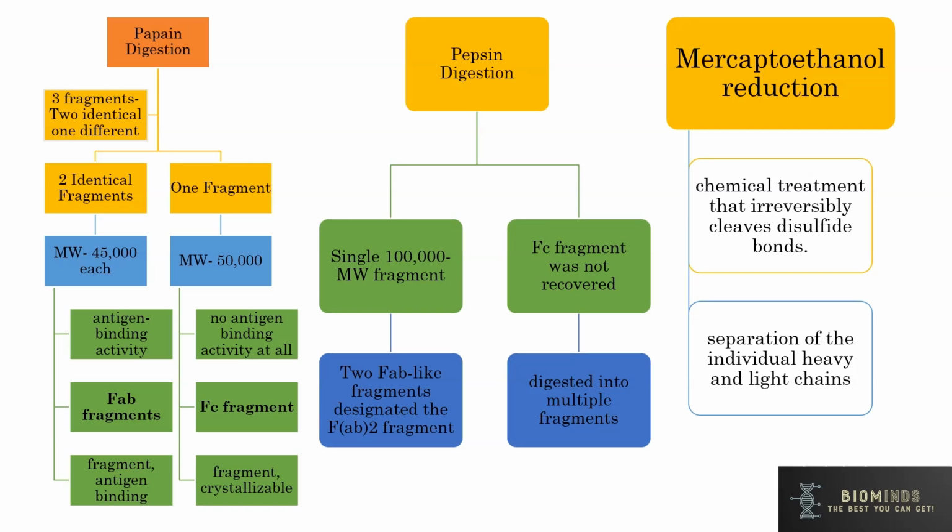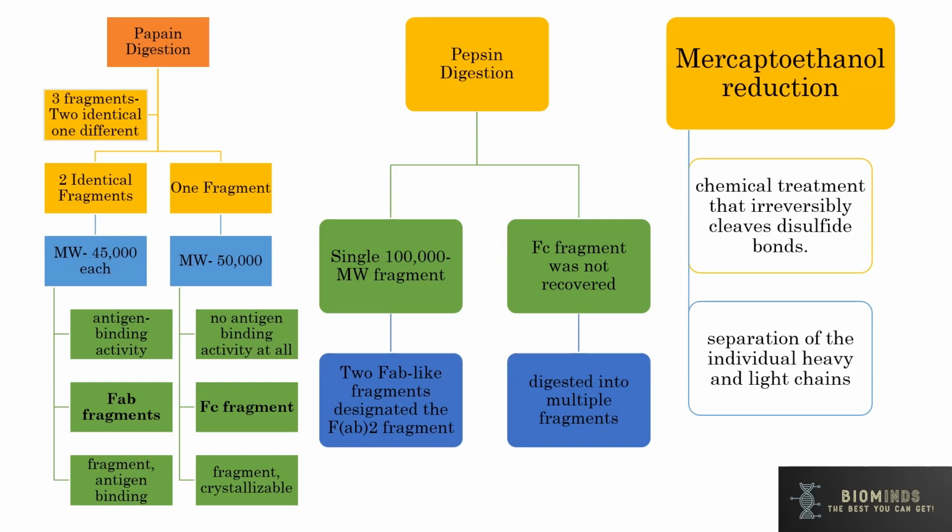Mercaptoethanol reduction cleaves the disulfide bonds, whereas papain and pepsin are proteases, so they cleave peptide bonds. Mercaptoethanol cleaves the disulfide bond. I have told you the disulfide bond is there between your heavy and light chain. Therefore there is a separation of heavy and light chain when you do the mercaptoethanol reduction.